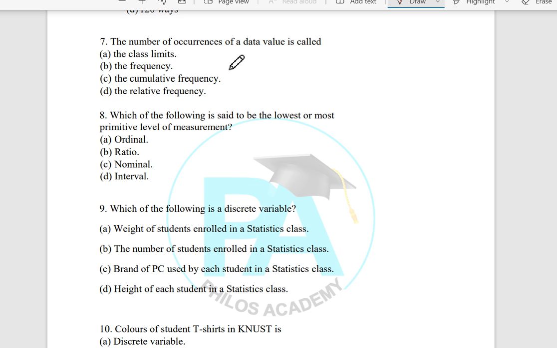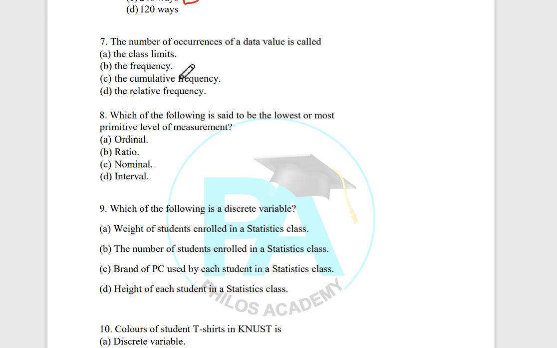Question 7 says, the number of occurrences of a data value is called, without wasting much time, the frequency. Number of occurrences is a frequency. Now, the next question says, which of the following is said to be the lowest or the most primitive level of measurement? Without wasting much time, you should know it is the nominal.